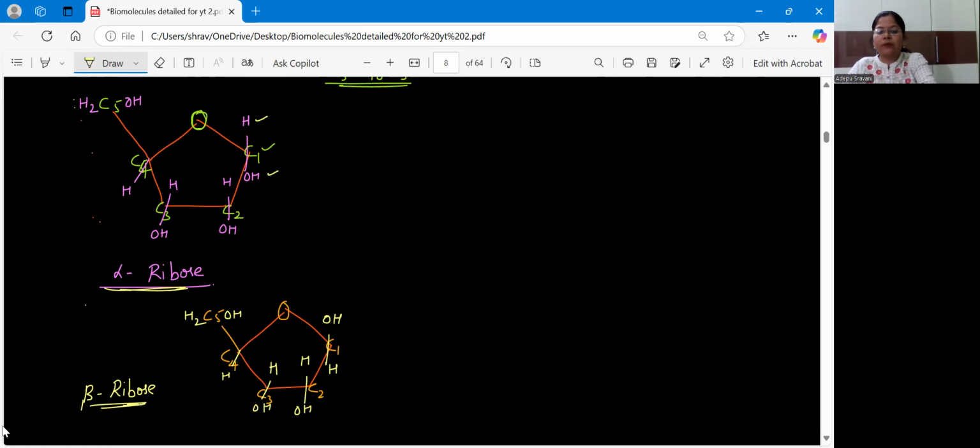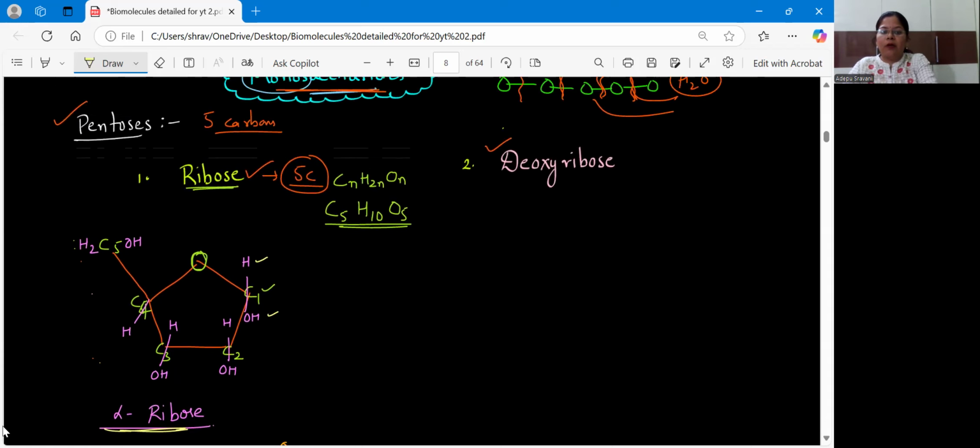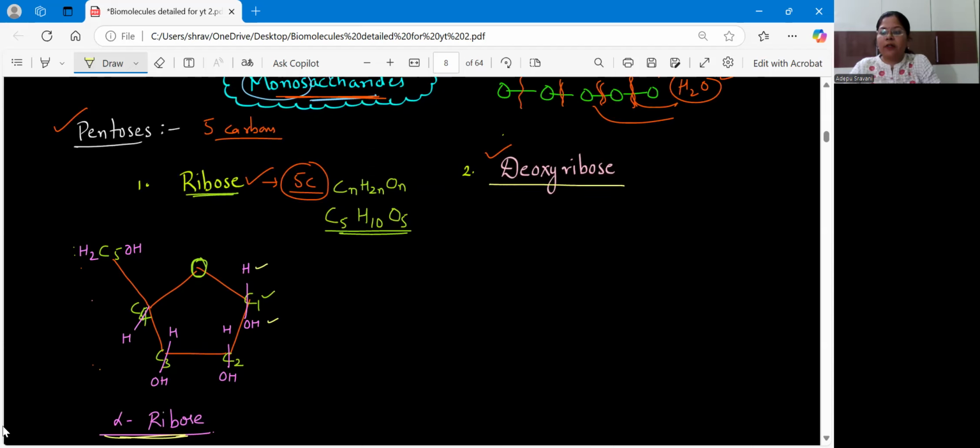Now, the next example of a pentose sugar is deoxyribose. If you look at the term deoxy, de means removal of, and oxy is oxygen. So basically, we are going to remove one oxygen from ribose, and then we call it deoxyribose. Now, the ribose structure we have already discussed here, and we have so many oxygens. From where we have to remove that oxygen, we are going to see now. So let me draw the ribose structure again.